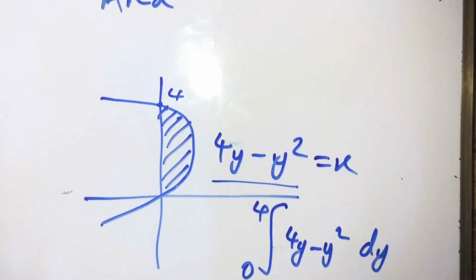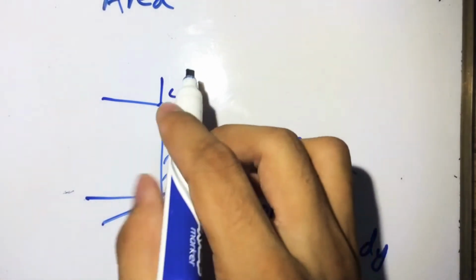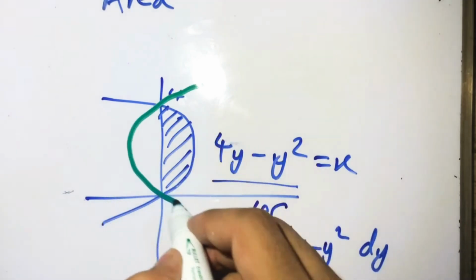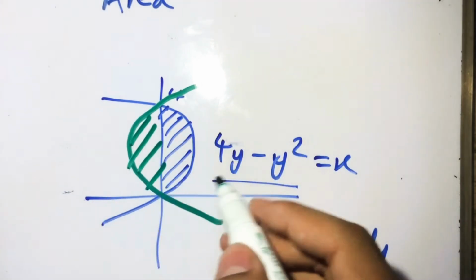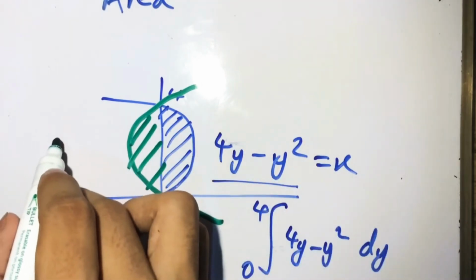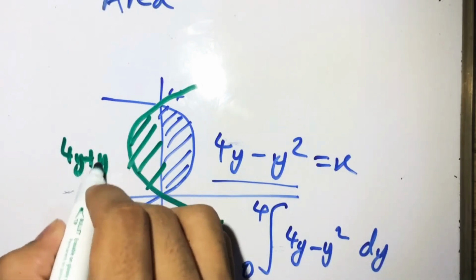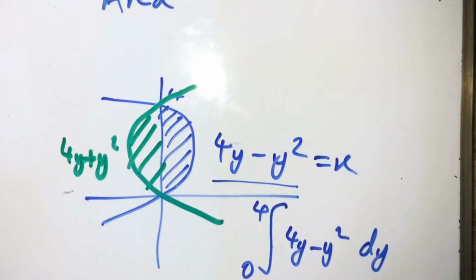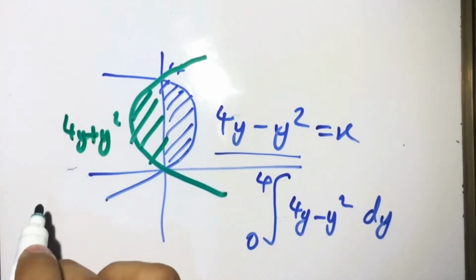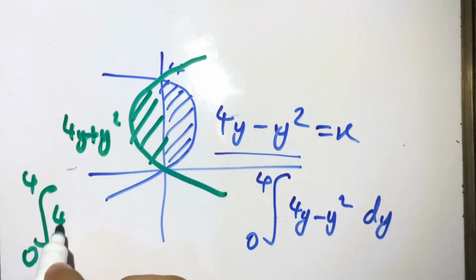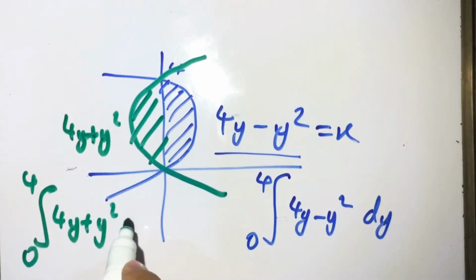Now if similarly we had to find this area and the curve was this, then we would integrate this from 4 till 0 with respect to y, but we would put a minus sign over here.